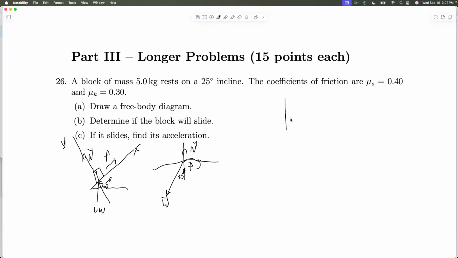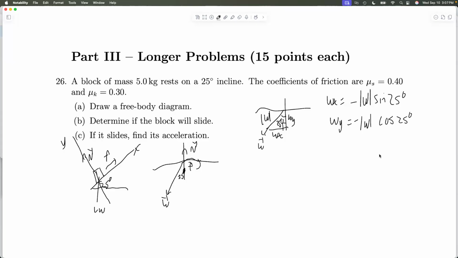Okay, we have to break that weight vector up into components. So here's a 25-degree angle. Here's WX, here's WY. Remember your WX, your WY, your components of your vectors, always put them on the outside. Here's your magnitude. Magnitude is the hypotenuse and it's always positive. All right, then we can see WX will be negative. I can see it from the picture. Magnitude of W, which is just mg, sine of 25 degrees because that's opposite the angle there. WY is also negative magnitude, but now cosine 25 degrees.